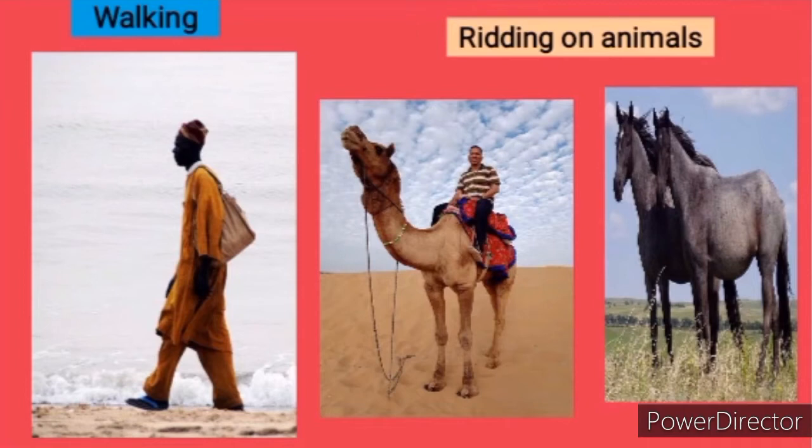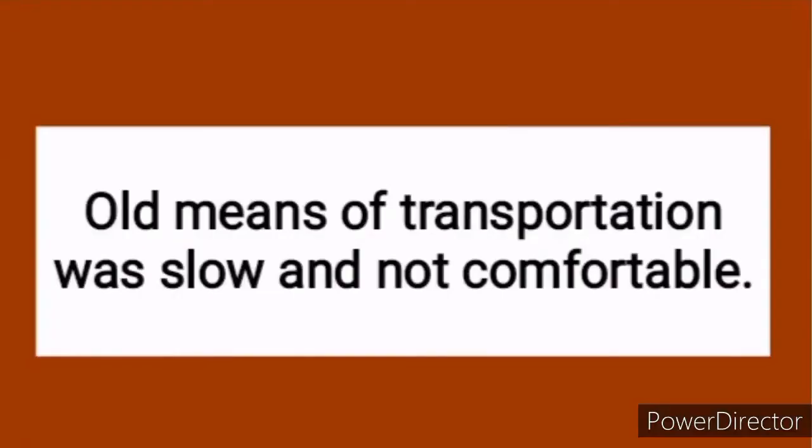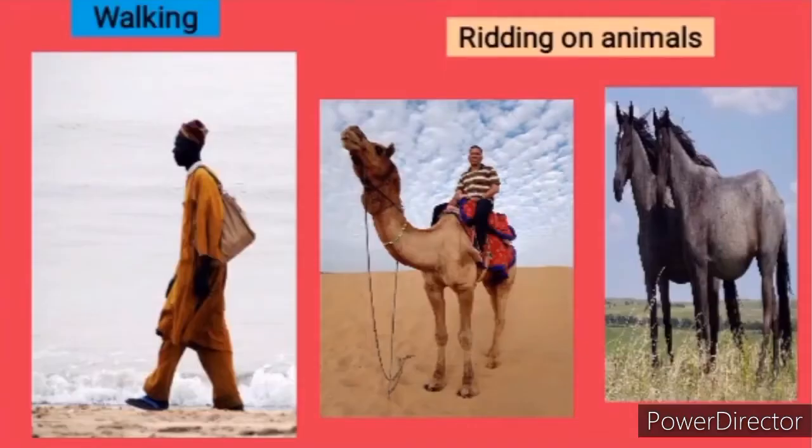So that's for the old means of transportation. The old means of transportation was slow and not comfortable. It was very stressful. Imagine having to walk from your home to school every day. It is stressful, it is slow, and it is not comfortable. So let's look at the modern means of transportation. That is the way people and goods are moved from one place to another in this new era.